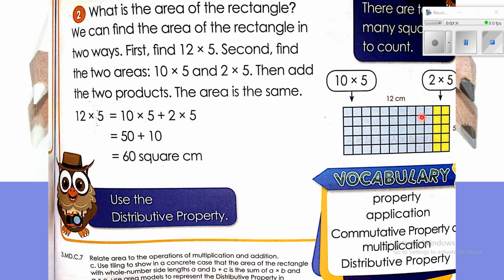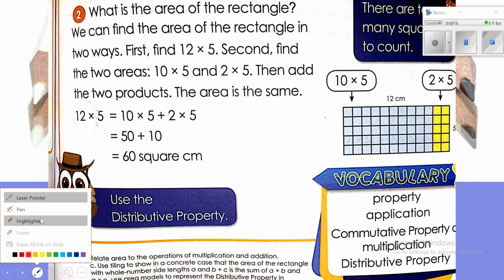Here it is. This is a huge rectangle, with the length 12 centimeters and the width 5 centimeters. Teacher, I don't remember the product or the multiples of 12. So it's easy. I'm calling another property, which is the distributive property. You remember the baby property? Let's practice the baby property again.